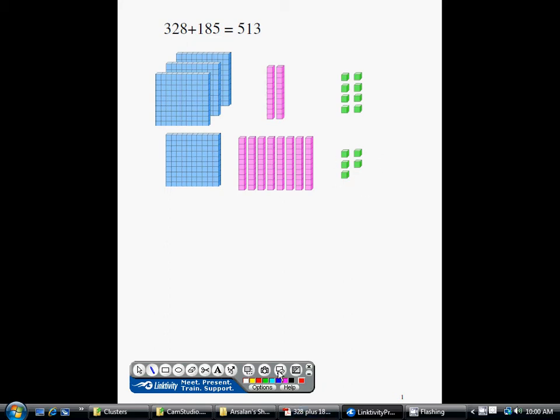Let's erase the marks. So let's add the green pieces. If I add 8 cubes to 5 cubes, I get 13 cubes. So instead of 13 cubes, I can always write 3 cubes here and take my 10 cubes and replace it with one of these. So let's see what it looks like.